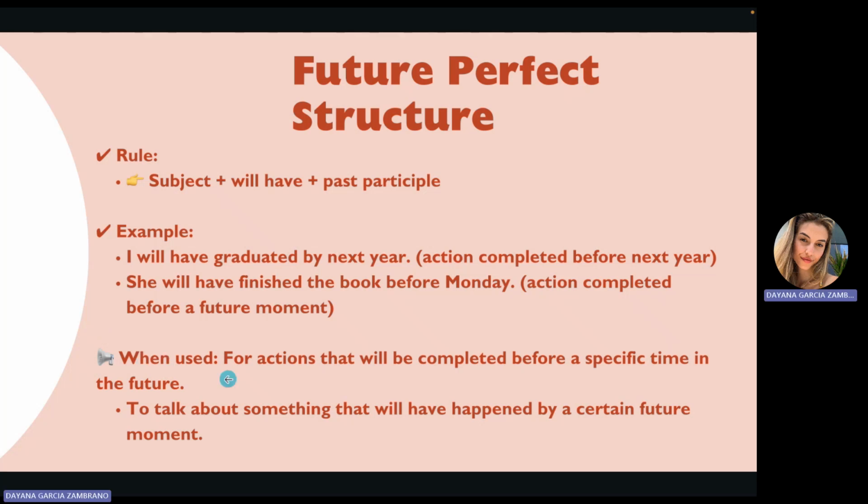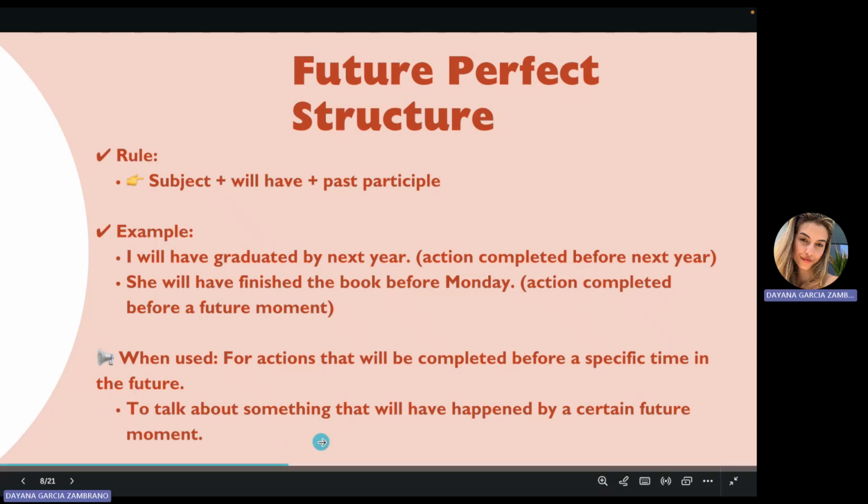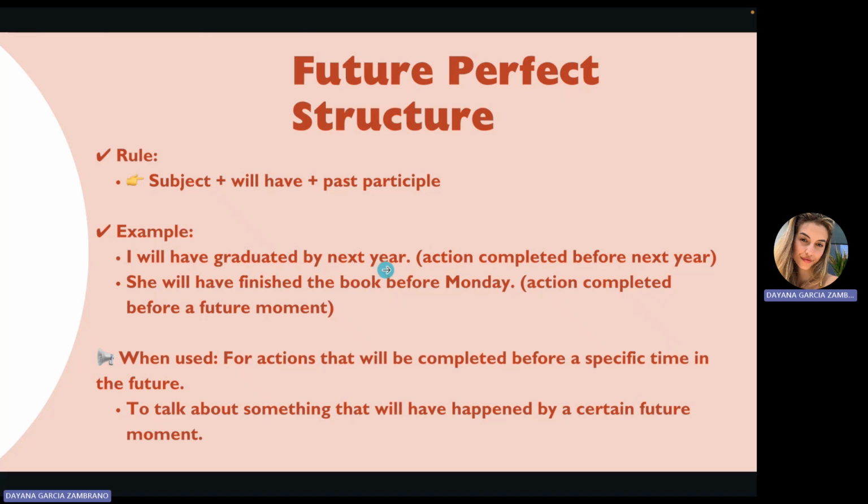We use it for actions that will be completed before a specific time in the future, or to talk about something that will have happened by a certain future moment. For example, I will have graduated by next year. That means this action will be completed before next year. Something that you are sure will be completed before next year.